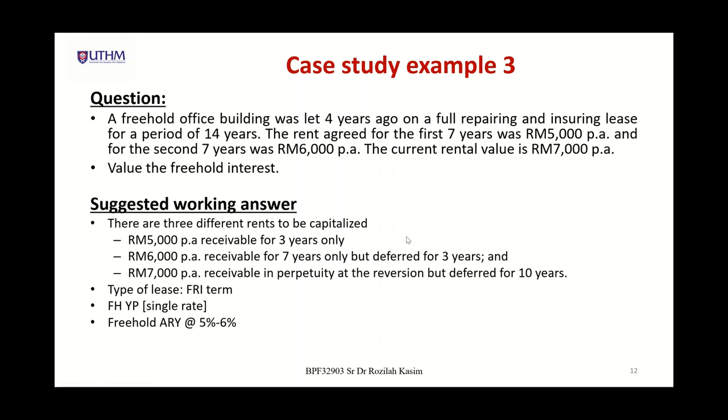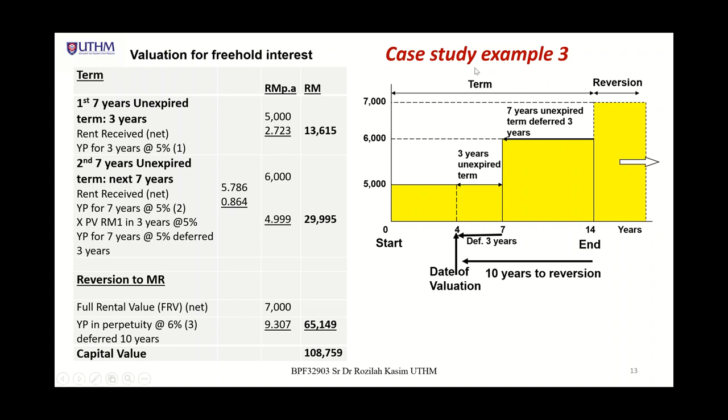So when we go for our working answer, we can see here case study example 3. So this is our date of valuation. On the date of valuation, we can see that for the next 3 years, the unexpired term to the next review, we are still receiving 5,000 per annum until the next review. So here for the first 7 years, the 3 years unexpired term, the value is about 13,000.